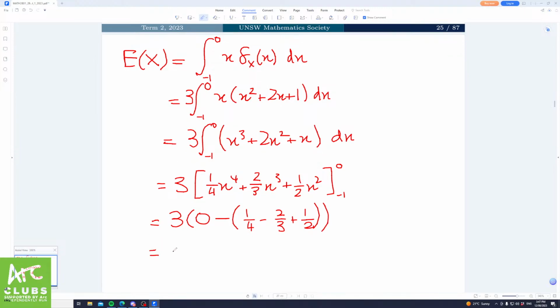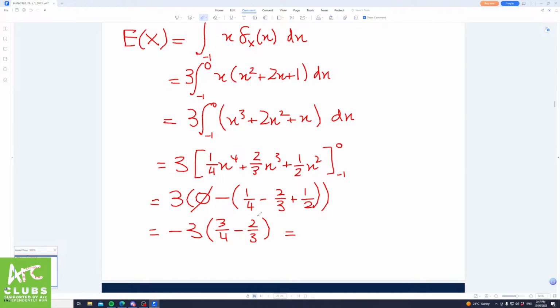And this is going to be equal to, we can remove this 0, take the negative out. It's going to be -3 times this expression, which should be 3/4 when we add the 1/4 with the 1/2, minus 2/3, which should be equal to, if we evaluate this fraction, 9/12 minus 8/12. So that's 1/12 times -3, which should be -1/4. And so that's our expectation.